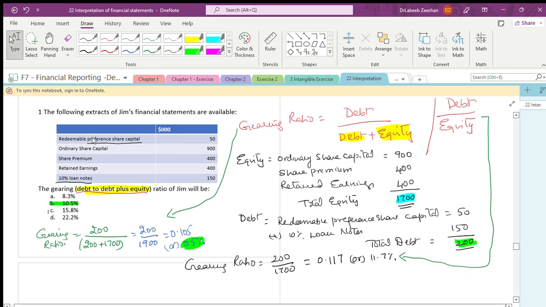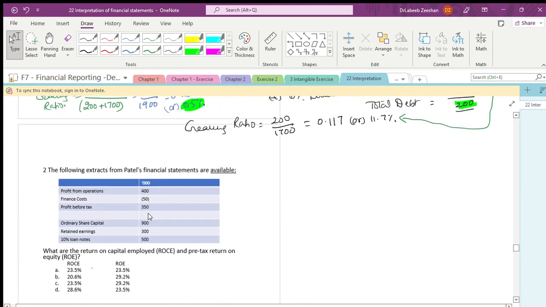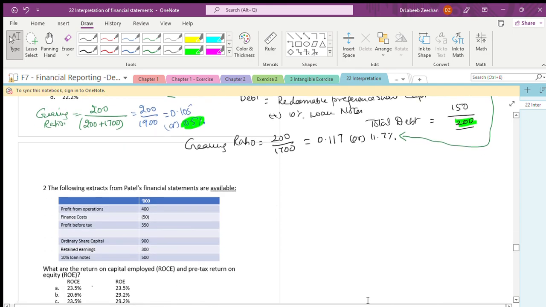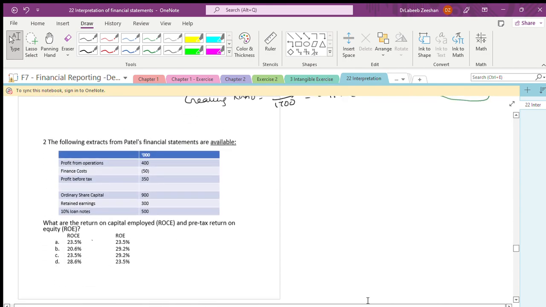Okay. Next, what are they asking us? See, this chapter is very easy, is it right? The only thing is it is a little bit time consuming. They are asking us to calculate return on capital employed and return on equity.